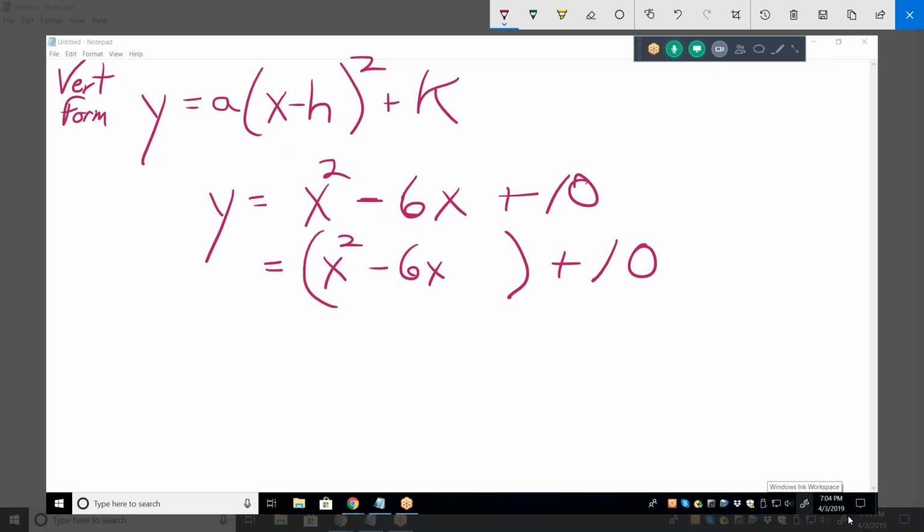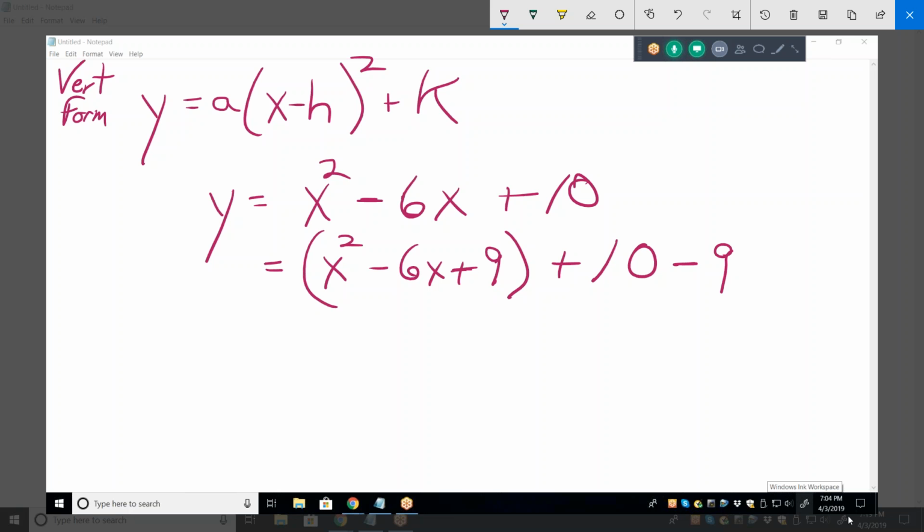Take half of 6. I'm confused. Take half of 6. Okay, it's 3. And square it. Alright, so 9. What's 3 squared? 9. Always add that number. Now, I can't arbitrarily add that number without changing the equation. However, I can do it if I put a minus 9 over here.